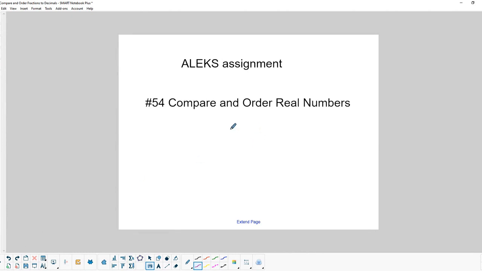So this is an ALEKS assignment, number 54, compare and order real numbers. And you probably need to show a little bit of work on this one because you have to write down the numbers in decimal form and then compare them.